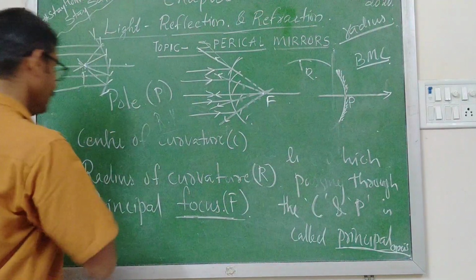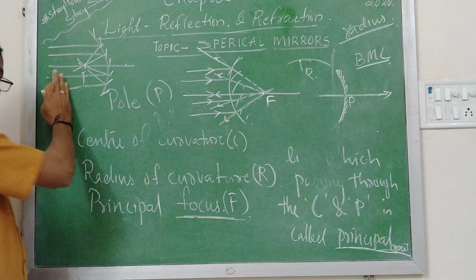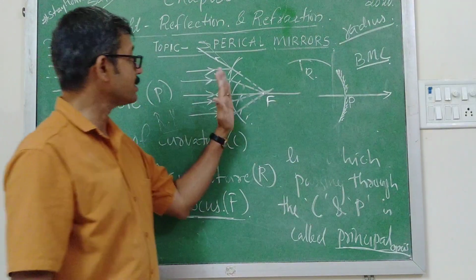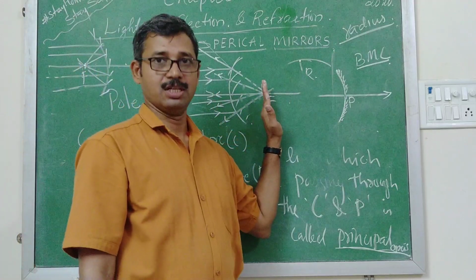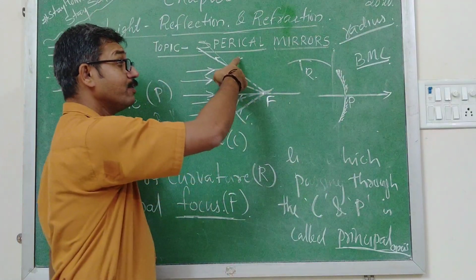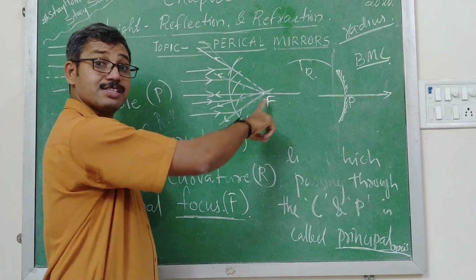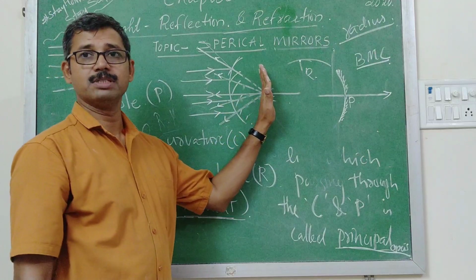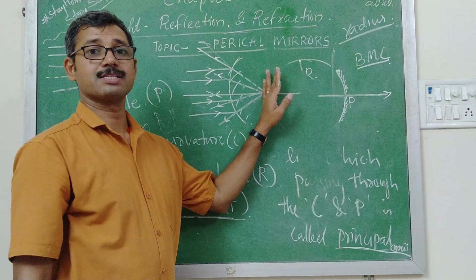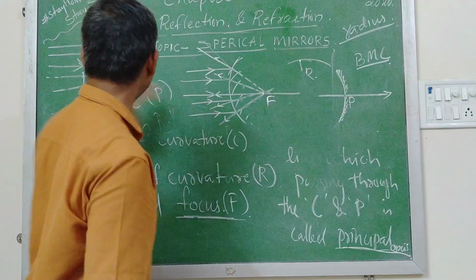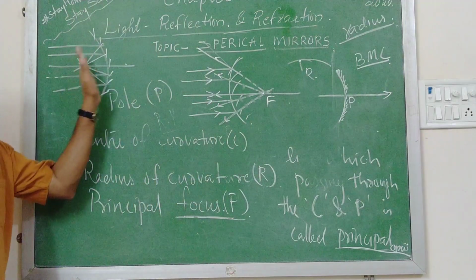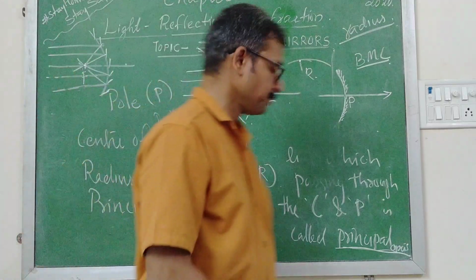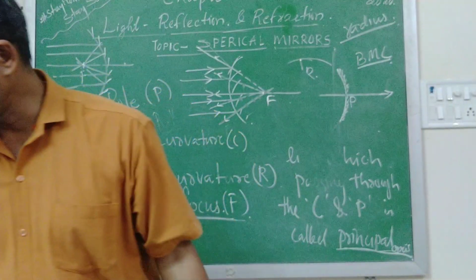Now, if the focus is in front of the mirror, then it is real. If it is on the back side of the mirror, it is virtual. So we can say in the convex mirror, the principal focus is virtual because it is on the opposite side, the back side of the mirror, because it appears to be converged. And here it is actually converged. It is in front of the mirror, that is, it is real. So that is about the principal focus.